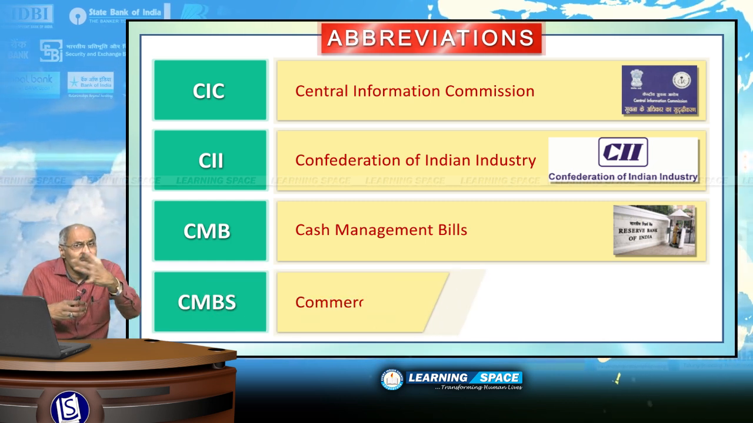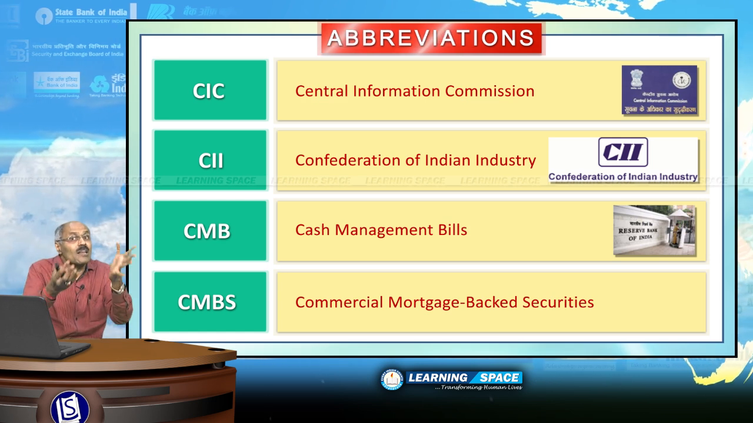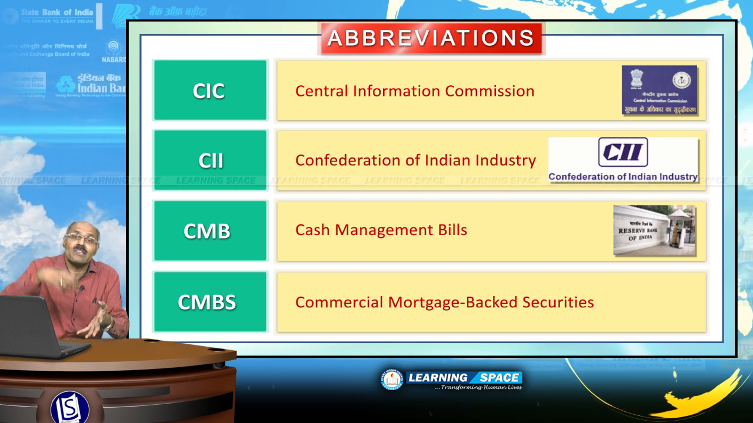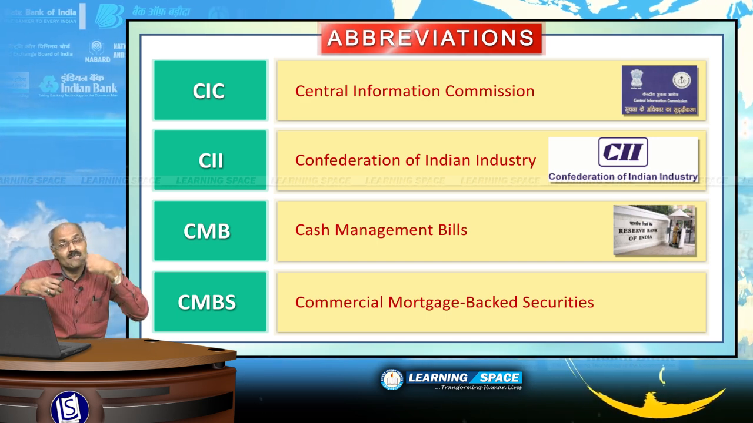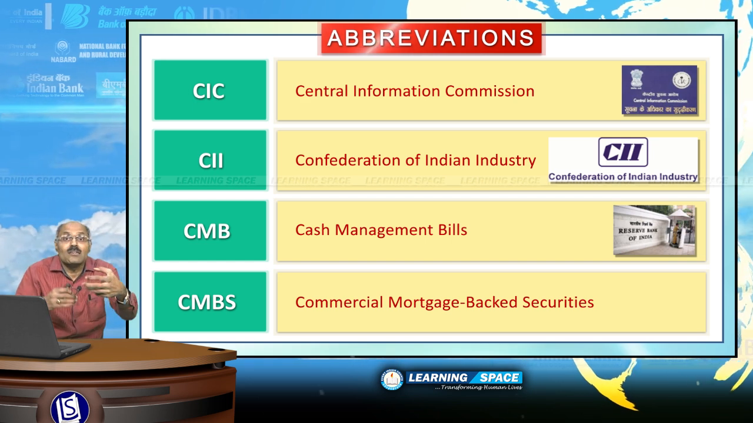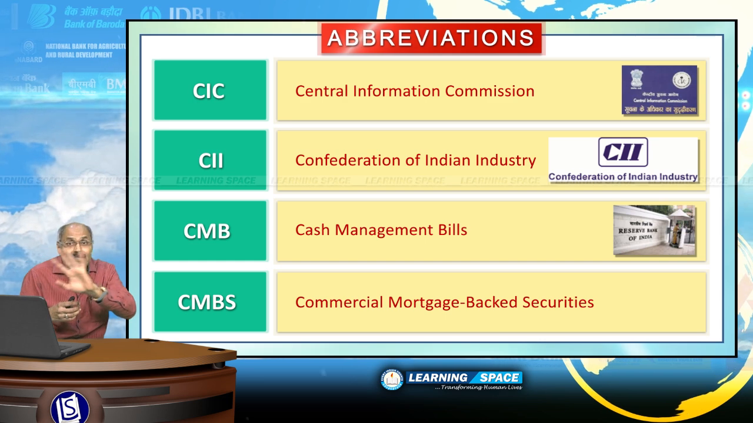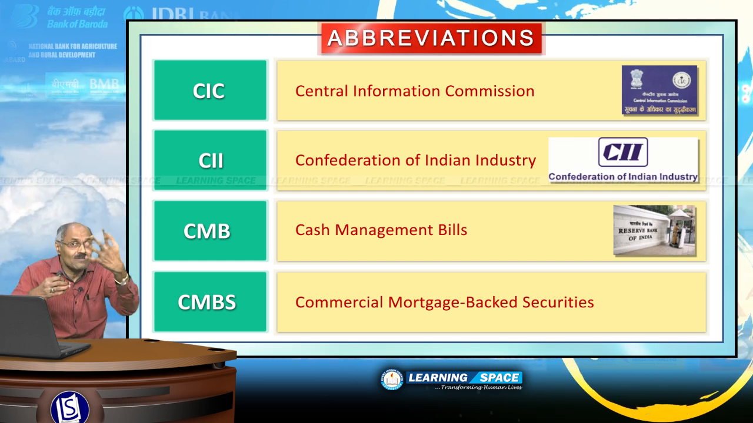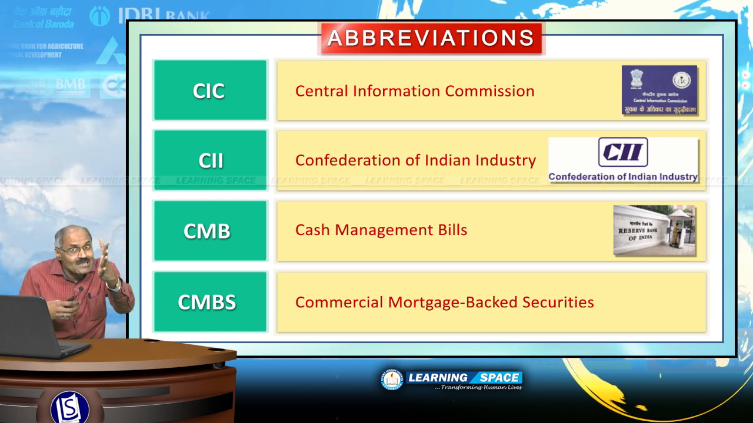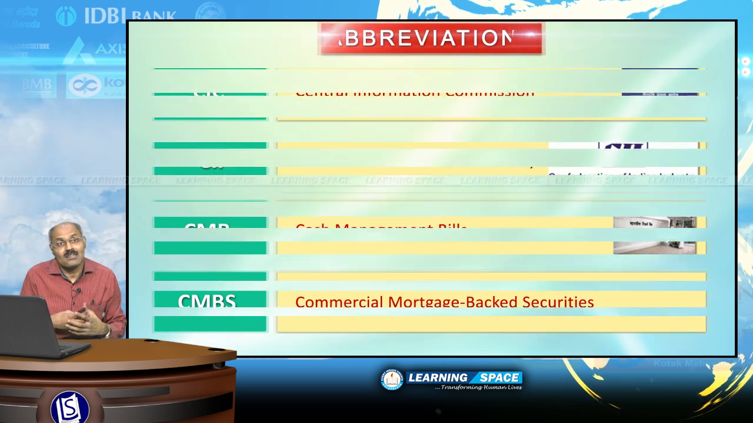CMBS, Commercial Mortgage Backed Securities. Mortgage means when land or fixed assets are given as a collateral, then you are taking a loan, that is mortgage. Here commercial assets are given as mortgage, not residential assets. So, CMBS is Commercial Mortgage Backed Securities, please don't forget.